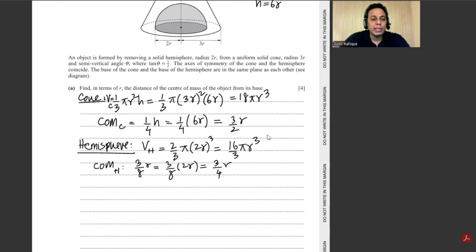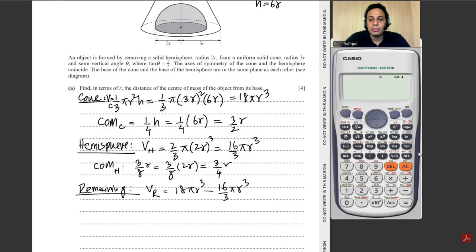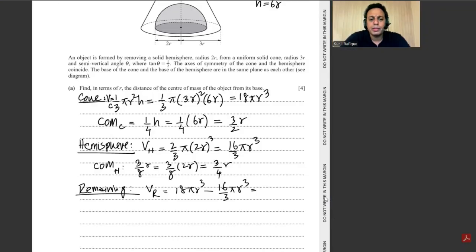Now we calculate the volume of the remaining solid. By remaining, I mean when the hemisphere has been taken out of the cone. So the volume of the remaining solid is 18 pi r cubed, take out 16/3 pi r cubed. Let's calculate this: 18 minus 16/3 is 38/3. Let's call this 38/3 pi r cubed. And the center of mass of this remaining solid is just going to be y bar. That is what we are looking for, the center of mass of the object from its base.